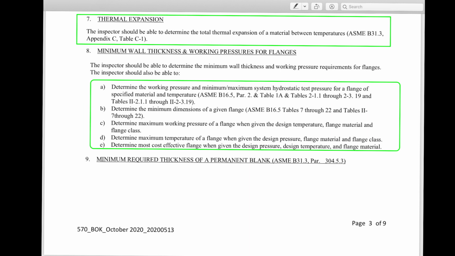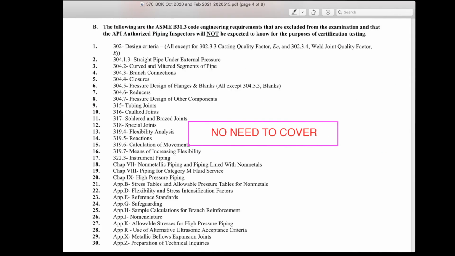So the next is the minimum required thickness of a permanent blind. We have to calculate it, based on ASME B31.3. This also I will discuss when discussing ASME B31.3. This portion, no need to cover. These portions are exempted from the exam scope, so no need to look into this for the exam.